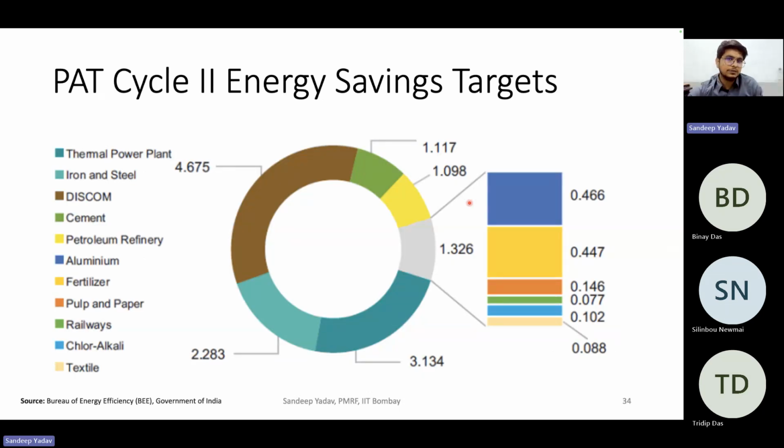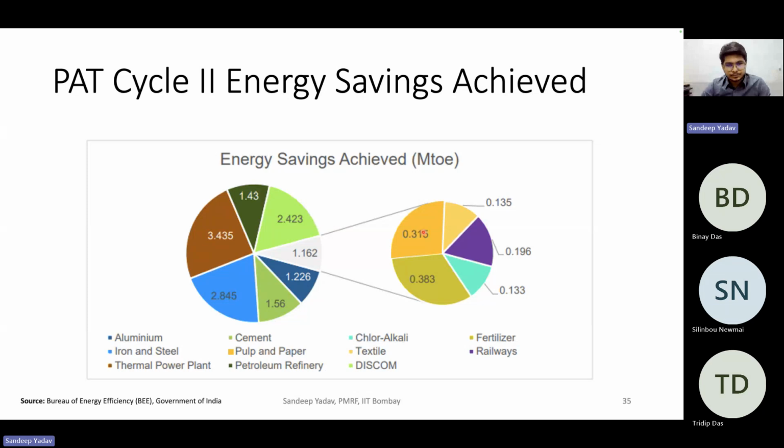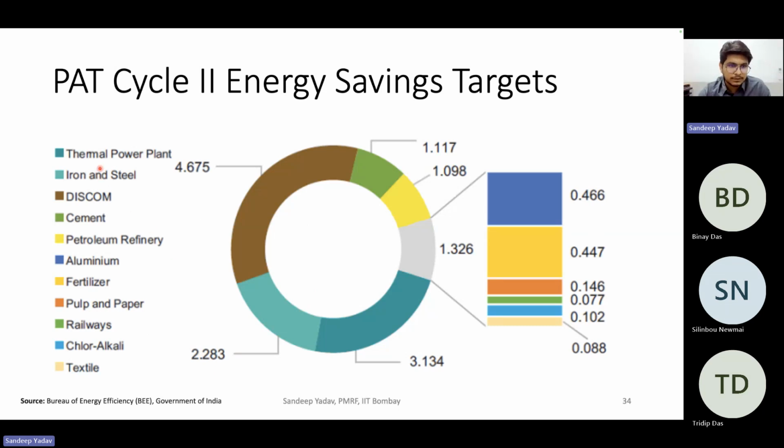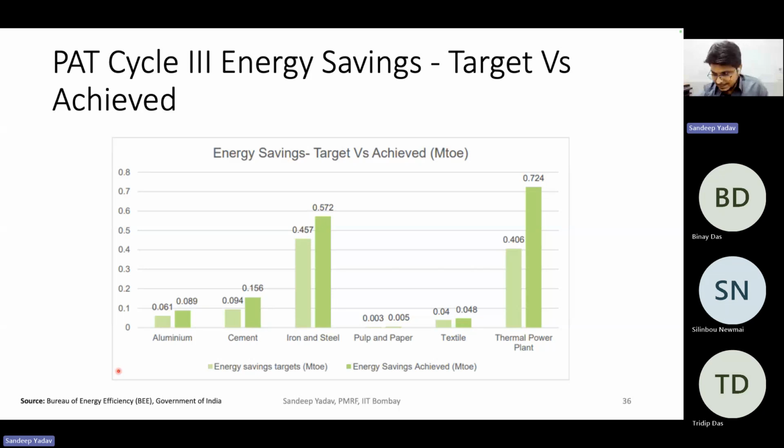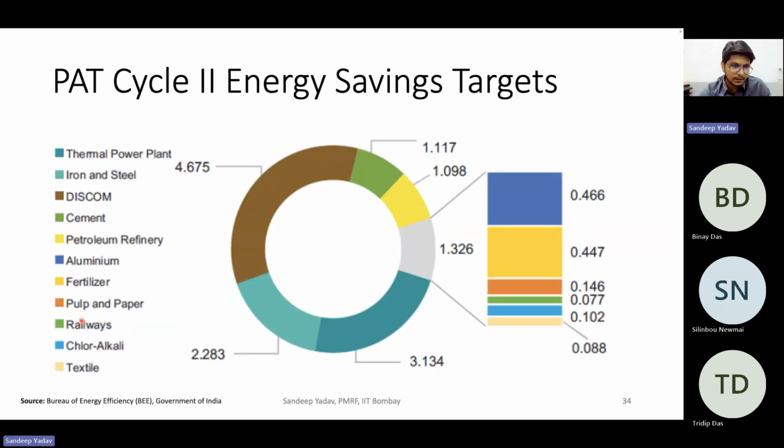Coming to PAT cycle 2, a few targets were set initially. DISCOMs and railways were added. A few targets were set for these industries, and these are the targets achieved. If you see the thermal power plants, the target set was 2.283, and it achieved around 3.43. The whole methodology of PAT is perform, achieve, and trade. So it is overachieved, and now it can trade its achievement. Initially it was targeted only 2.28 in the thermal power plants.